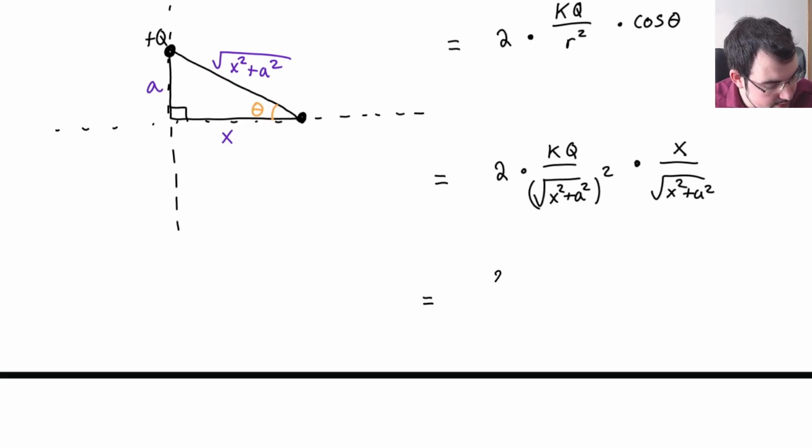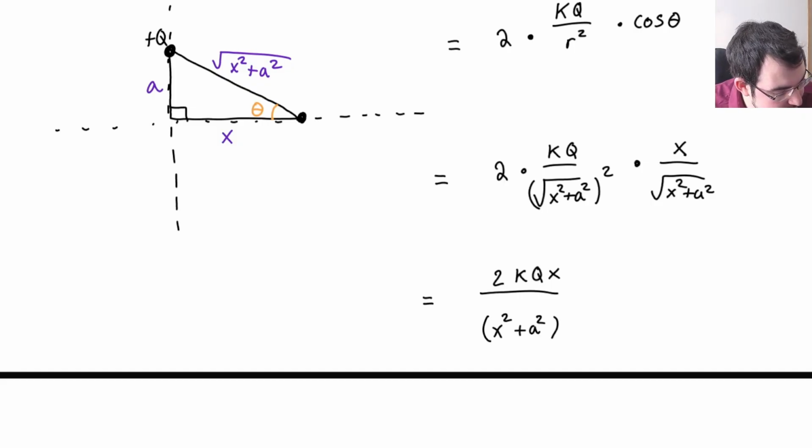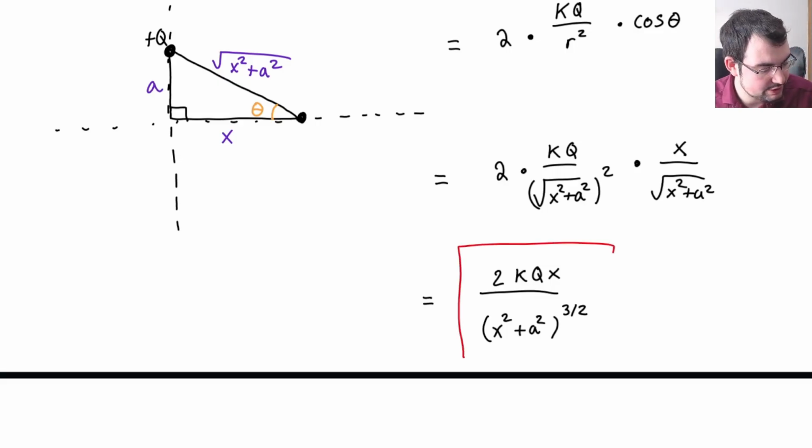So we get 2kqx on top, and then on the bottom, we get, well, 3 copies of the Pythagorean expression. So we have x squared plus a squared under a square root, and that's cubed. So since we're cubing a square root, that is equivalently a 3/2 power, because the cubing is the 3, and then the rooting is the 1/2. So this is a pretty standard derivation.